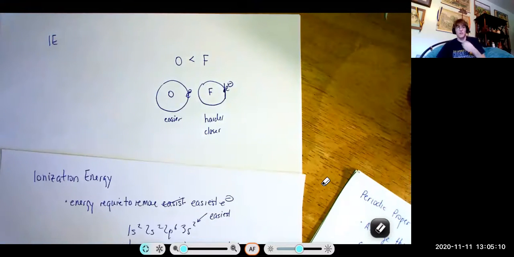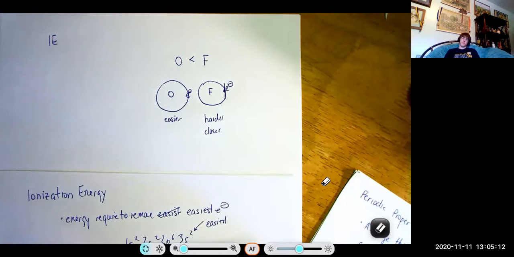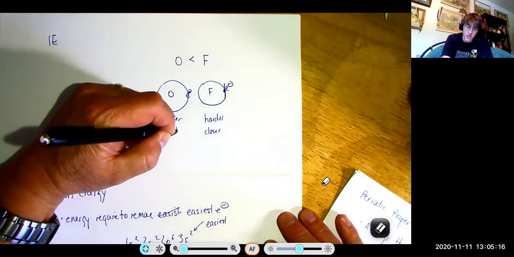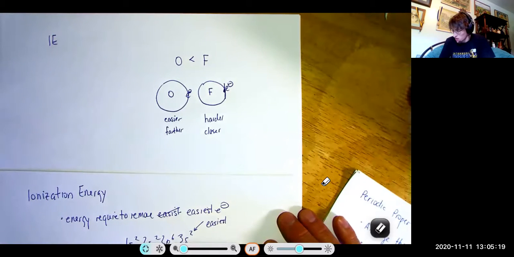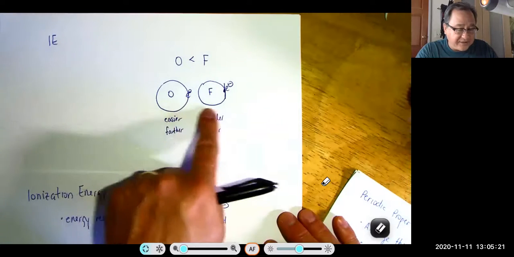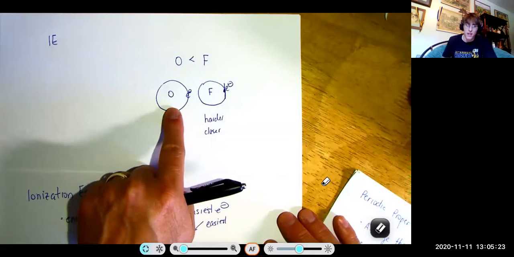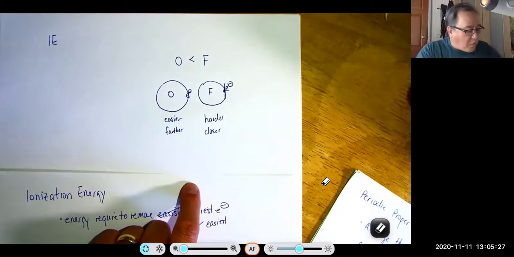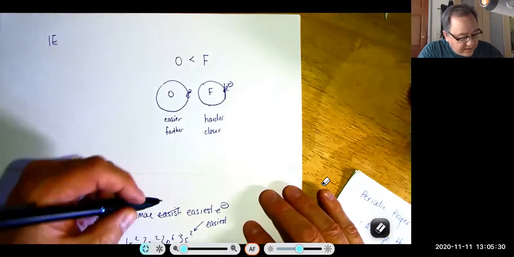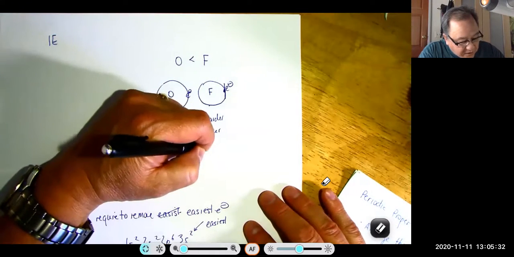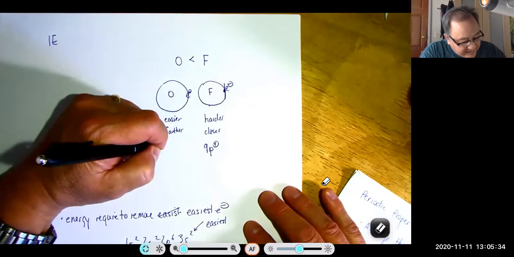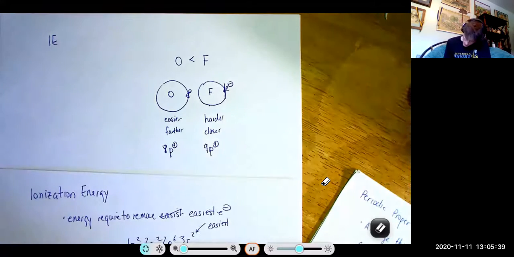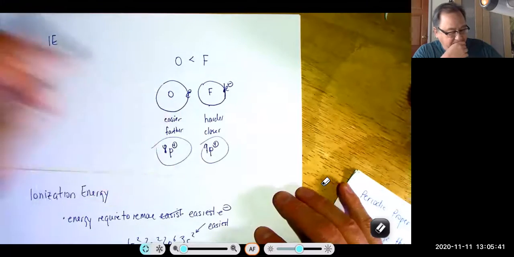Does it have anything to do with size as well? That's what this is. This is the size. So a smaller size is harder to take away from than a larger size? Right. And why is this smaller? It's smaller because it has 9 protons and this has 8 protons. Right. Okay. So ultimately it goes back to this.